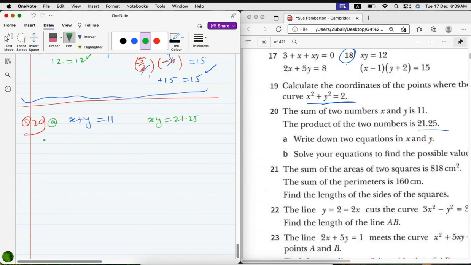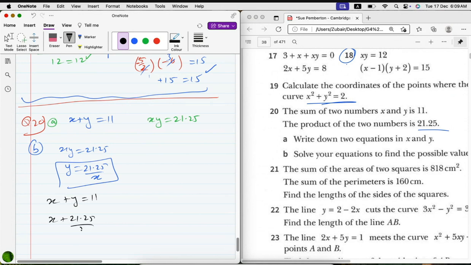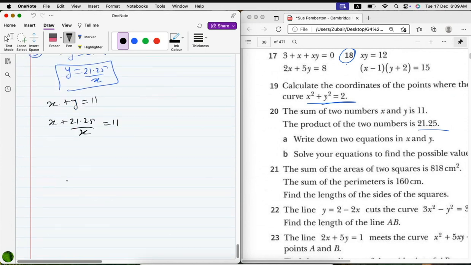B part says solve the equations to find the possible values. So for B part again, I'm taking xy equals 21.25, where y equals 21.25 over x. Using the first equation, x plus y equals 11, x plus 21.25 over x equals 11. Multiplying the whole equation with x, x square plus 21.25 equals 11x. Rearranging, x square minus 11x plus 21.25 equals 0.